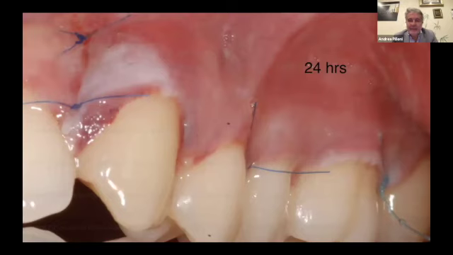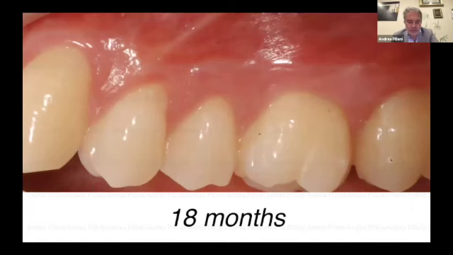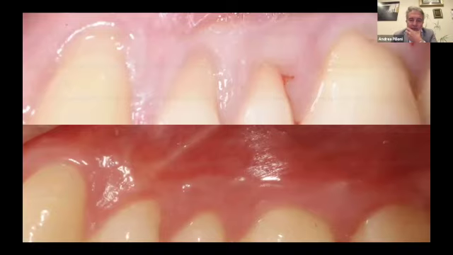This is the healing at 24 hours. See, there is no redness, there is no tension of the flap, and it looks very nice at only 1 day after the surgery. And this is the evaluation at 18 months, the before and after.